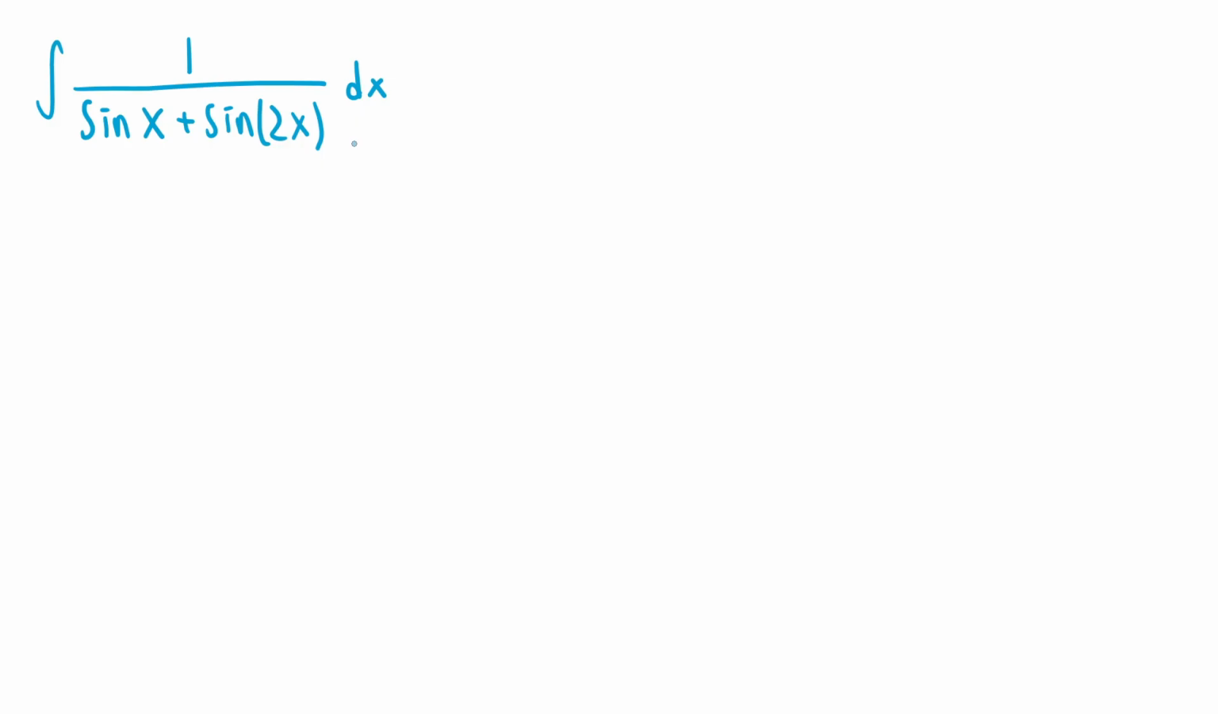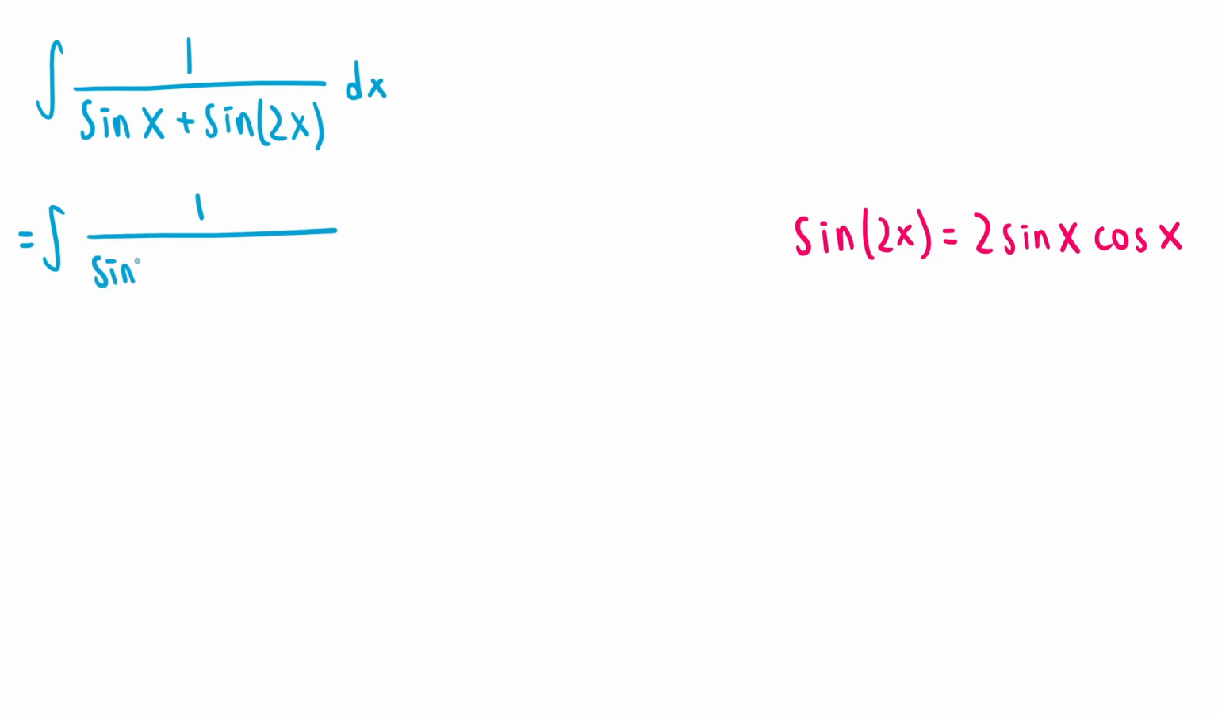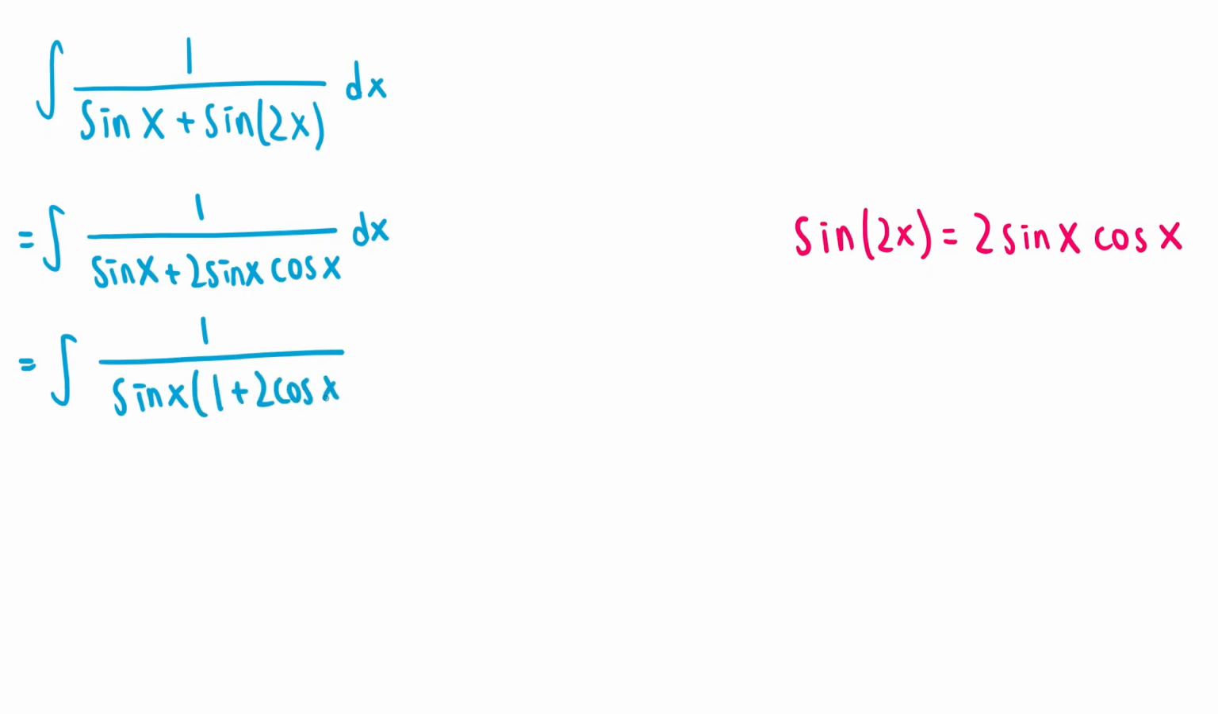And it's also not a product of two sine functions with different angles, because if it were, we could use the product to sum identity. What we need to do instead is apply the double angle identity on the sine of 2x term. So we can rewrite this as the integral of 1 over sine of x plus 2 sine x cosine of x instead of the sine of 2x. And each term in the denominator has a sine x term, so we might as well just factor out a sine of x. So the denominator would become sine of x times 1 plus 2 cosine of x.